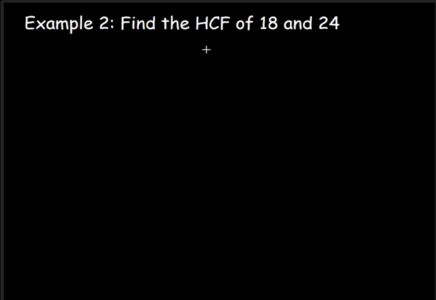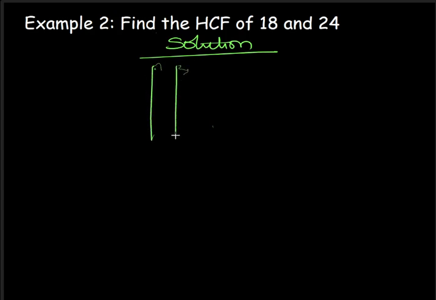Okay, number two, find the HCF, that's the highest common factor of 18 and 24. Solution. What do we have? Now look at the principle I would like us to take. So we'll be doing it based on the division. So let's see, what do we have? We'll get our line here, then get our line here.